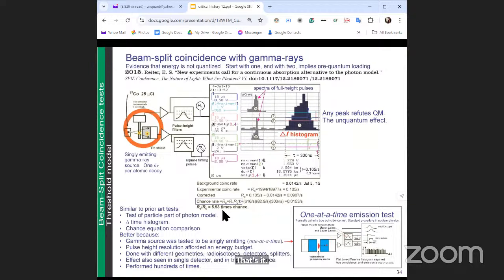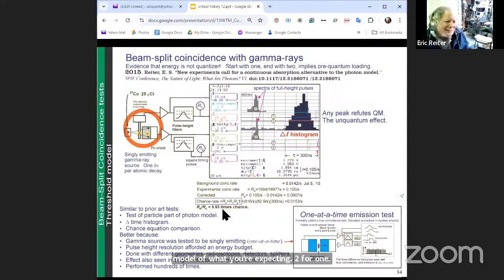So you have a random radioactive source. You have a good profile for it, though. When you run through the stats, you're getting levels of receipt of gamma rays that don't fit into the model of what you're expecting. So you're getting 2 for 1.